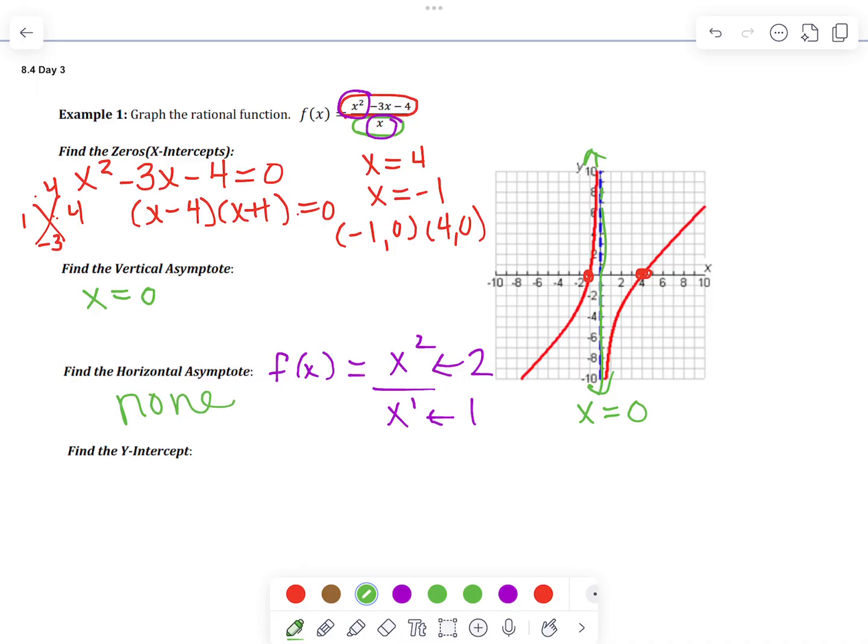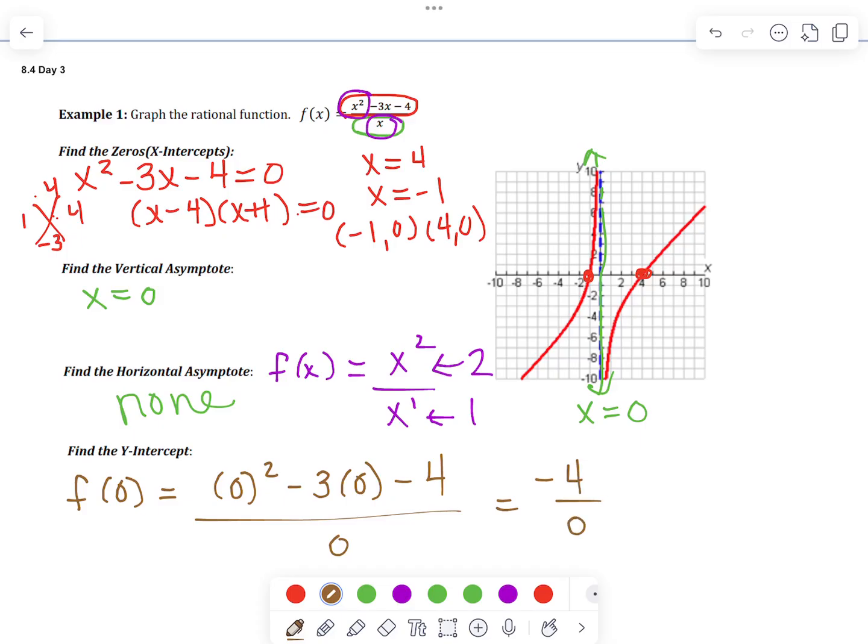To find our y-intercept, we evaluate the function for f of 0. And we get -4 divided by 0, which makes this undefined. So we do not have a y-intercept.